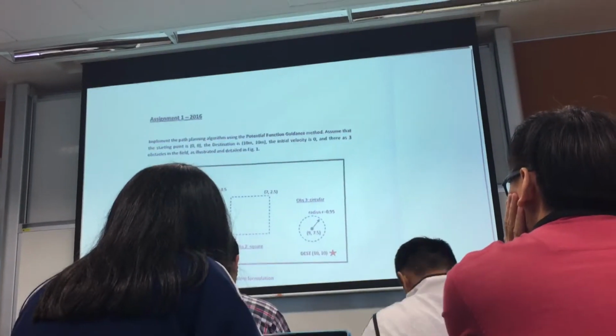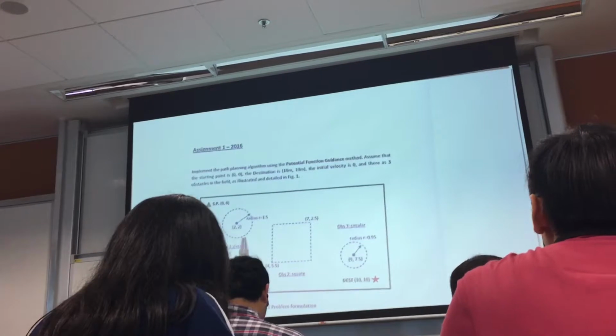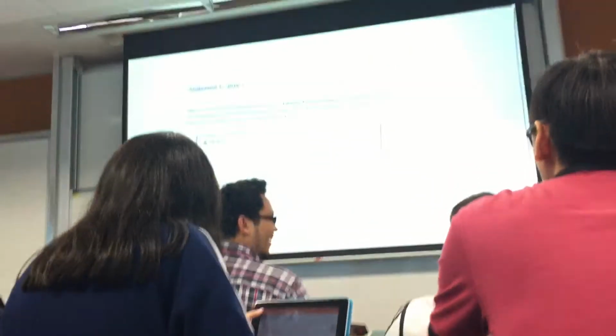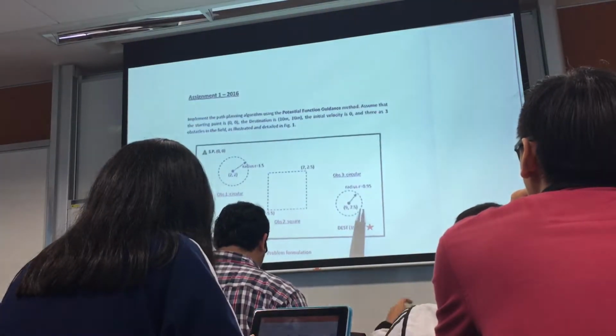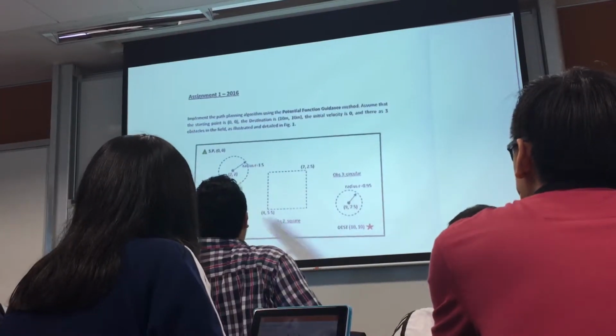Your obstacle center. And you also need information of the radius of the obstacles to determine whether the repulsive force is active or not. So these two obstacles, two circular obstacles, it's quite straightforward to use. And we also got one square obstacle.